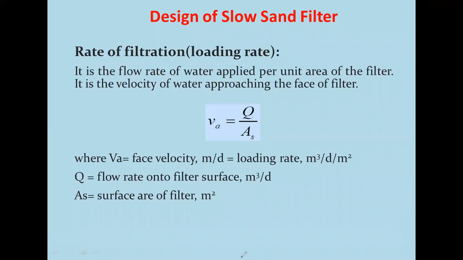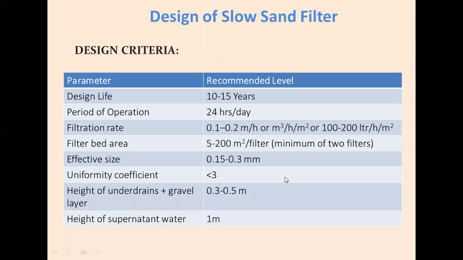Then, what are the different design criteria that are used for designing the slow sand filter? We will see them one by one. The design life of the slow sand filter varies between 10 to 15 years. The period of operation is 24 hours. Then the filtration rate is 0.1 to 0.2 meter per hour.